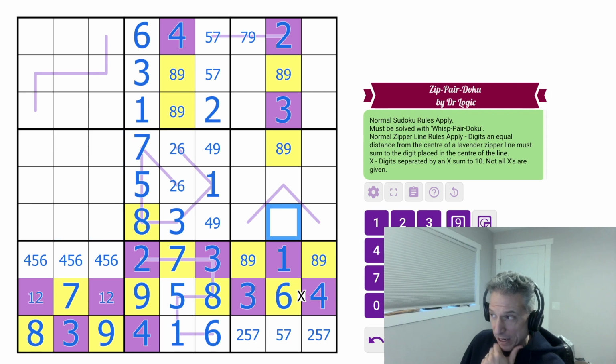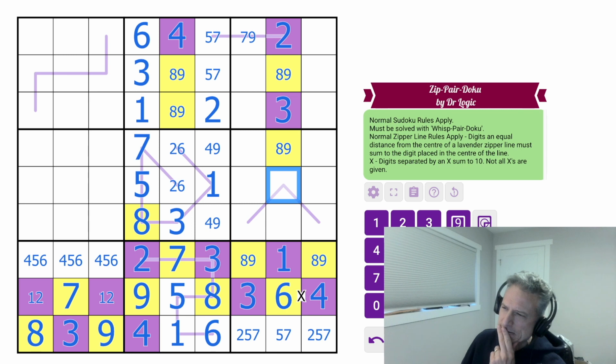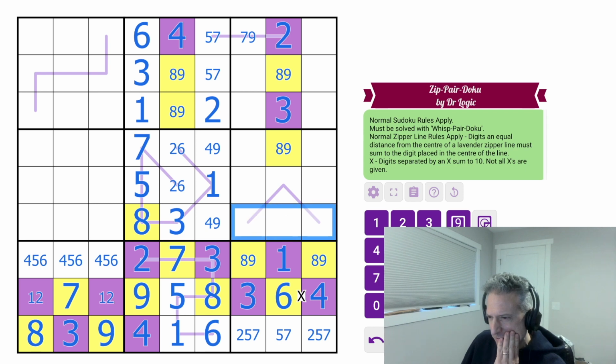Okay, well, I got something. Or no. No, I don't. One, two, three, four. Oh, let's see. I think I have something. I want to make 100% sure. I think I can place the 4 in box 6.